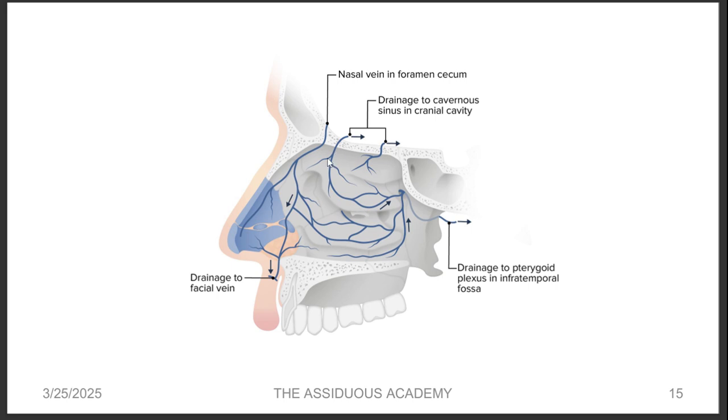So again, this is the drainage. We're going to have the nasal vein, which will go into the foramen cecum, and then you are going to have drainage to the cavernous sinus. We will understand the cavernous sinus later on. Then there is drainage to the facial vein, and drainage to the pterygoid plexus in the infraorbital region.